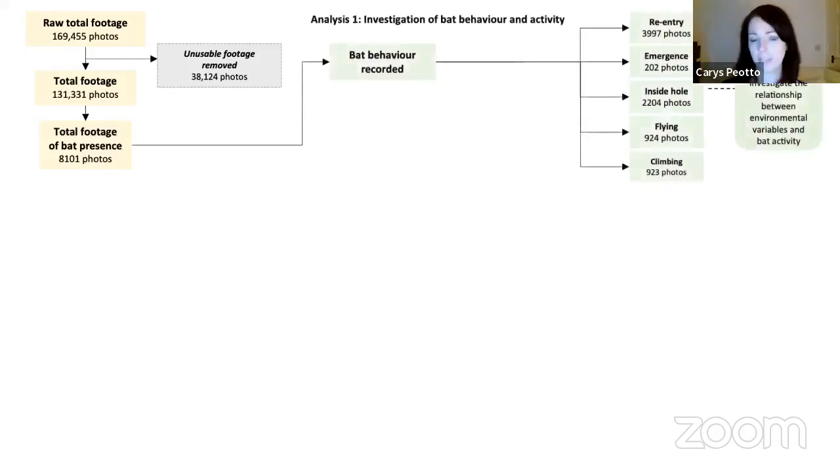These were manually processed to record bat presence, but also other species as well, and then also bat behavior, and it was divided into these 5 categories. This data set was also applied to run 6 generalized additive models to investigate the relationship between environmental variables like precipitation and minimum temperature on bat activity as detected by the camera traps.